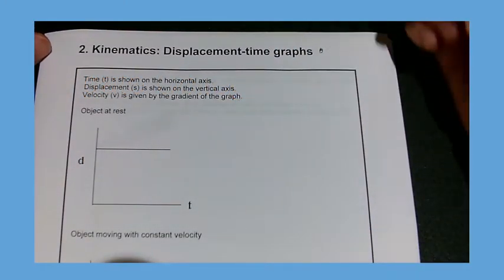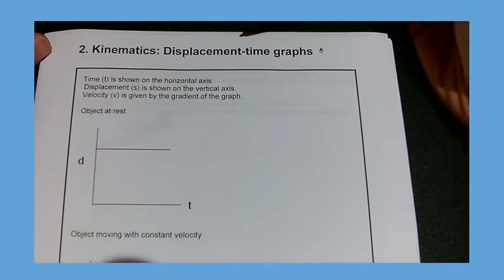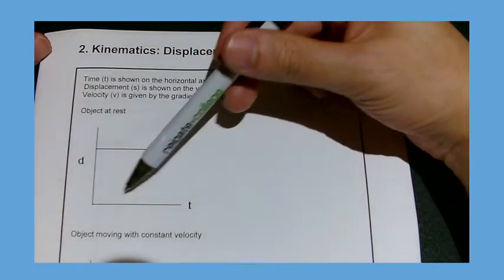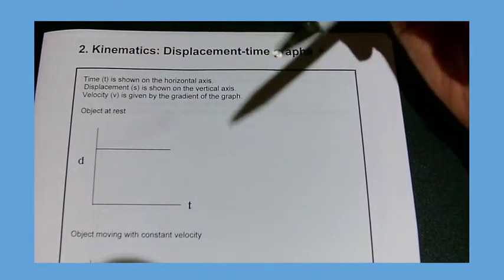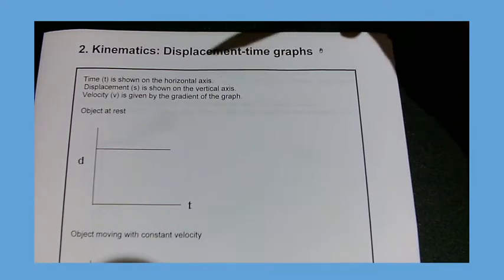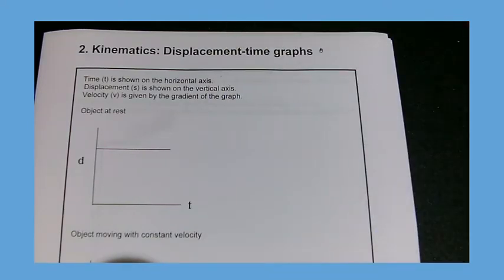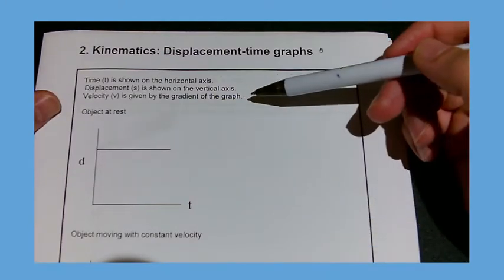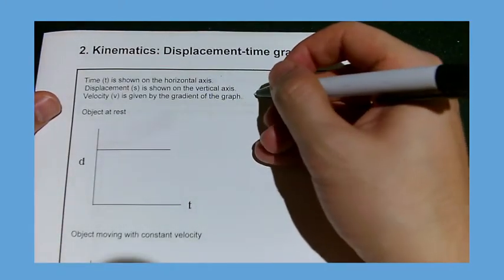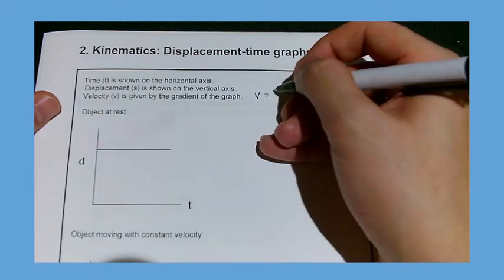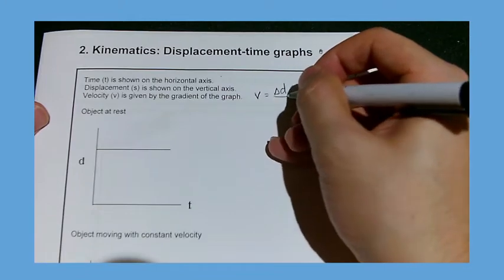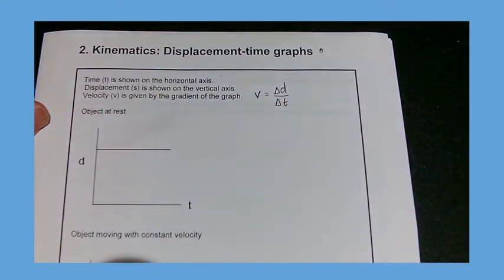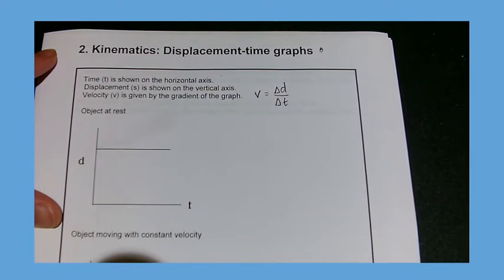So what is a displacement time graph? A displacement time graph shows over a period of time how an object's displacement changes. Time is shown as the horizontal axis, displacement is shown on the vertical axis. The most important thing that you need to know about a displacement time graph is that the velocity is given by the gradient of the graph. Okay, and what is velocity? Velocity is the change in displacement over change in time. So that's how you can find velocity.